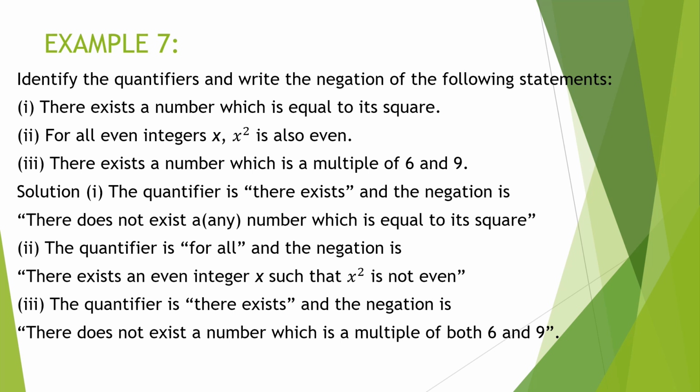Third case, again there exists a number which is a multiple of 6 and 9. So here the quantifier is there exists. What will be the negation? There does not exist any number. Basically it is any, but you can write in simple ways as there does not exist a number which is a multiple of both 6 and 9.